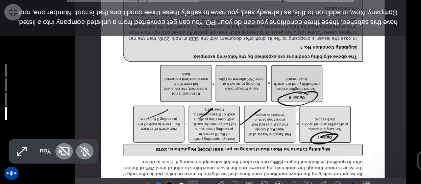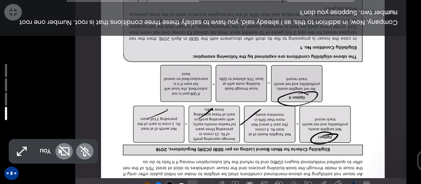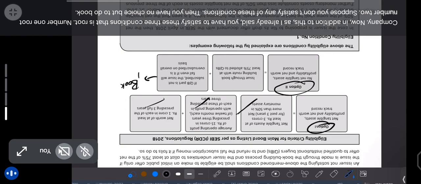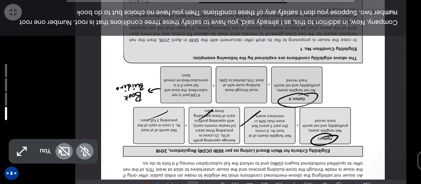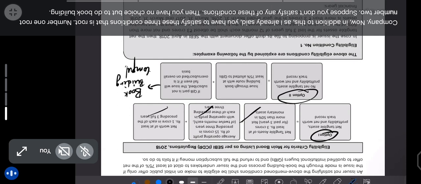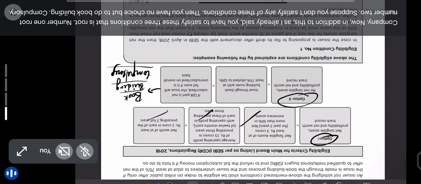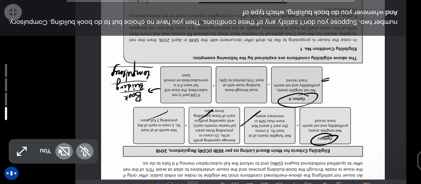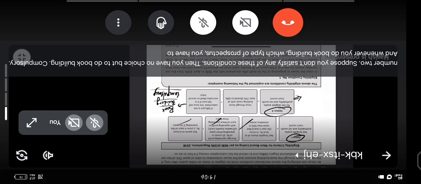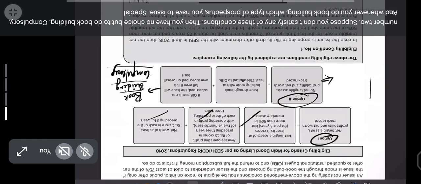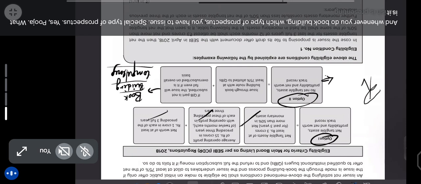Route number 2. Suppose you don't satisfy any of these conditions, then you have no choice but to do book building compulsorily. And whenever you do book building, which type of prospectus you have to issue? Special type of prospectus. Yes, Pooja. What is it called? So red herring. Red herring prospectus.